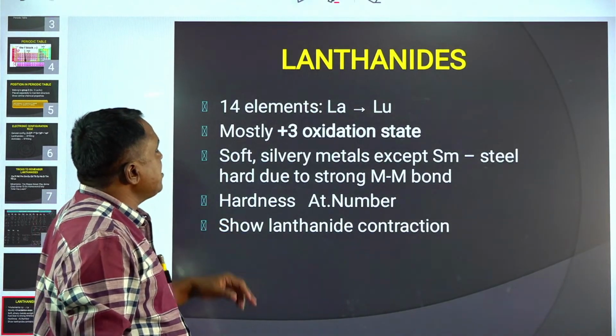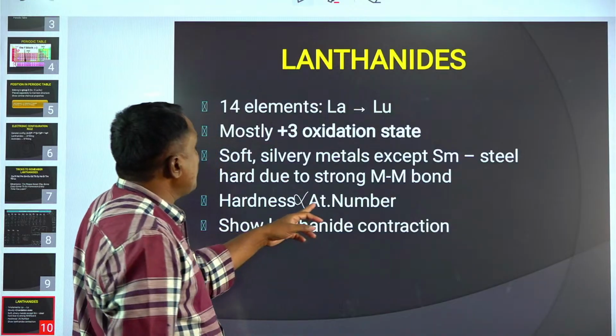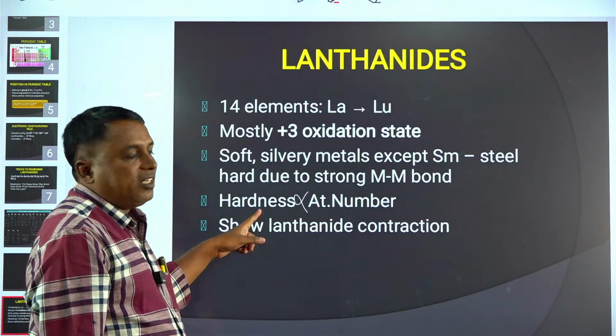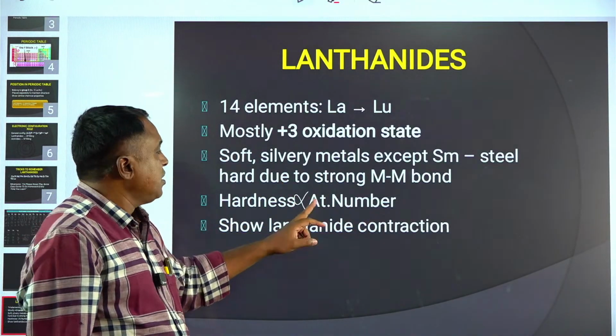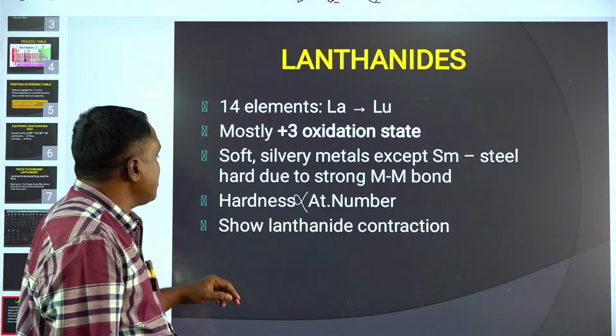Generally, hardness is directly proportional to atomic number. Suppose atomic number is increasing, the hardness of the metal is also increasing. So therefore, hardness is directly proportional to atomic number. If atomic number increases, hardness of the metal also increases.